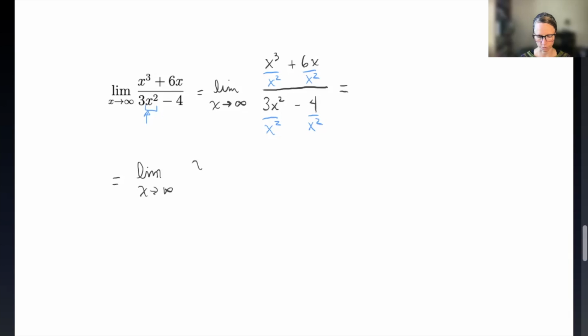X cubed over x squared simplifies to x. 6x over x squared simplifies to 6 over x. 3x squared over x squared simplifies to 3. And we can't do anything with that last term.